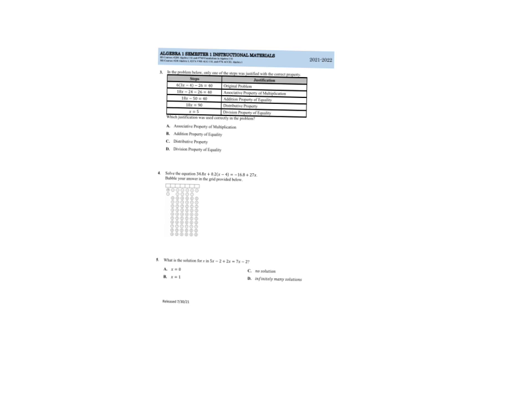All right, number 3. In the problem below, only one of the steps was justified with the correct property. So let's see what happened. Original problem, well, that's just the original problem. Associative property of multiplication. Well, what did I do? It looks like the first thing they did was distribute. That's not called associative property, that's the distributive property. So that one's not right.